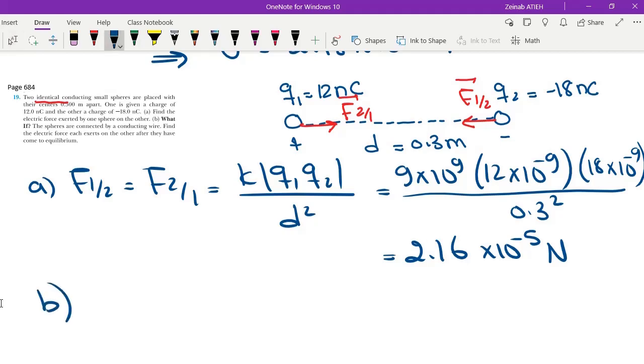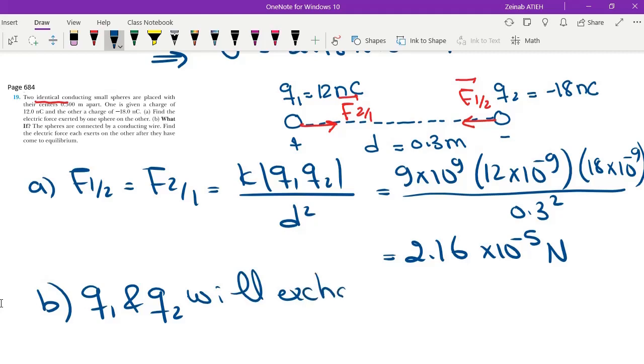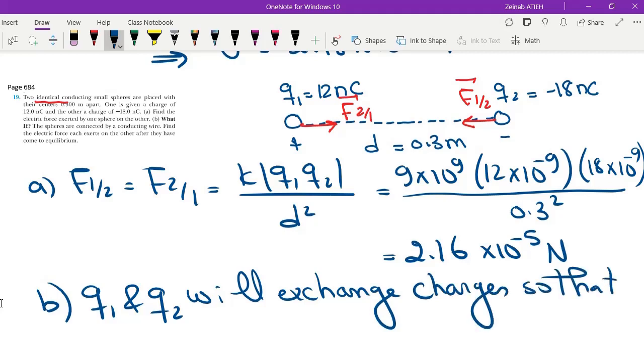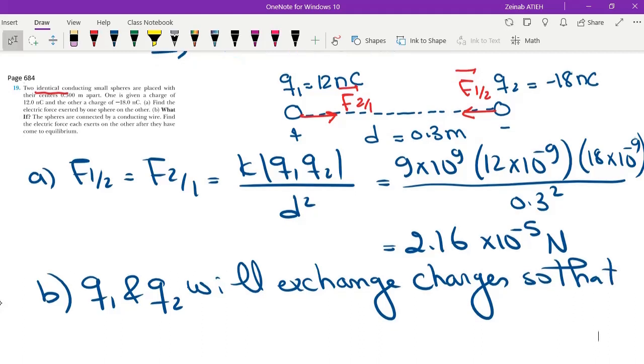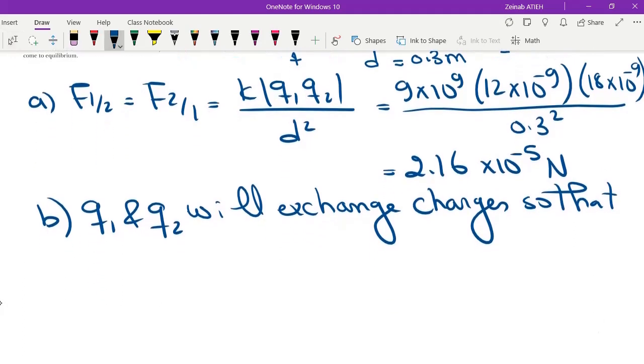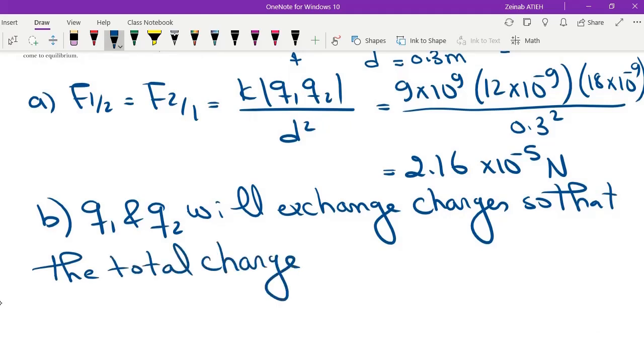Q1 and Q2 will exchange charges so that the total charge is conserved.